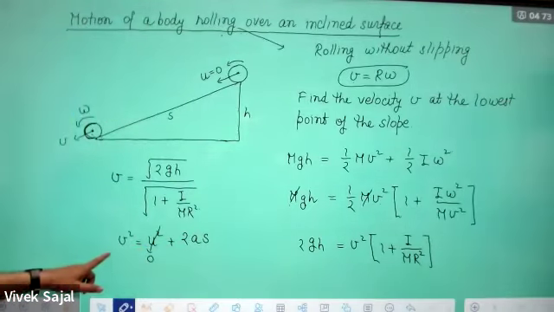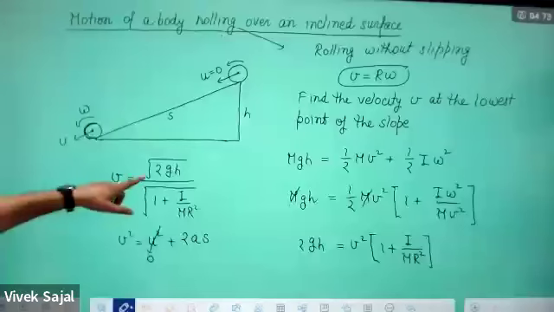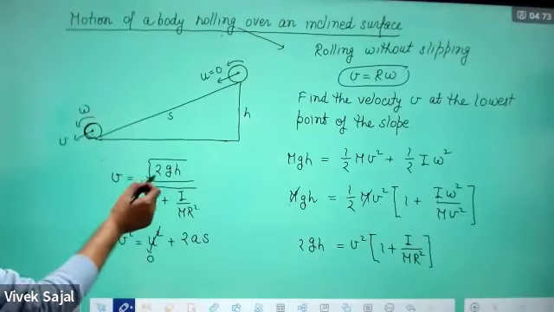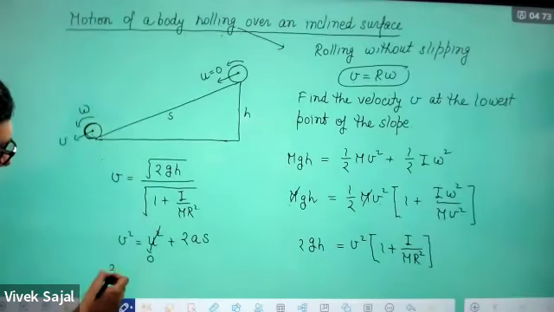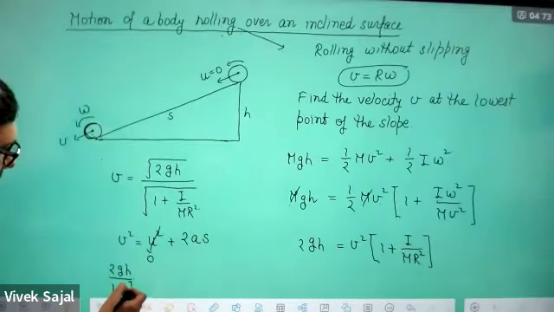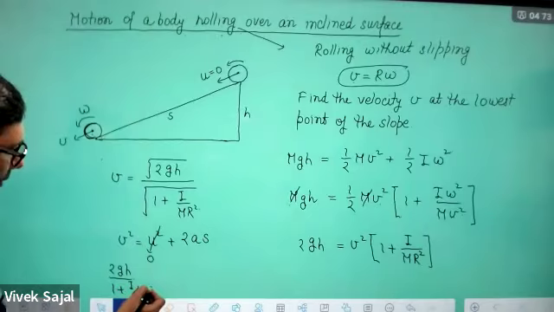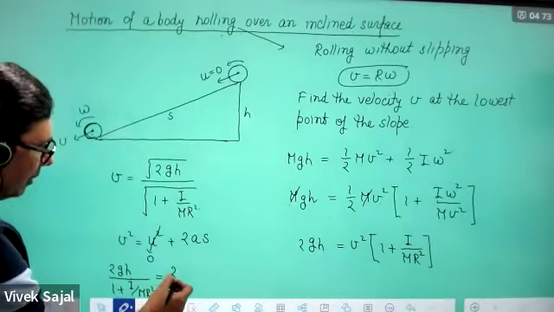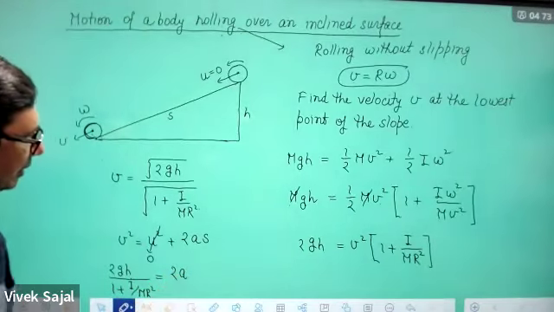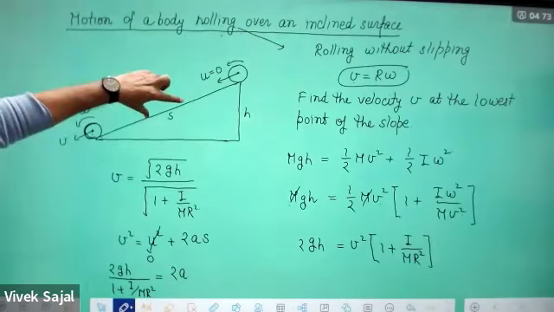U is 0 here. And what is v square? V square is 2gh divided by 1 plus I upon mr square. On this side, this will be 2 here. I'm interested in a. And what will be s?